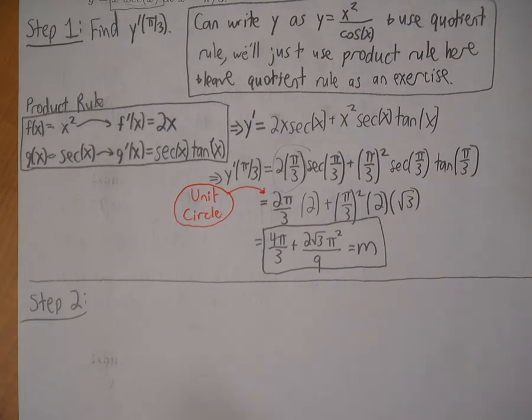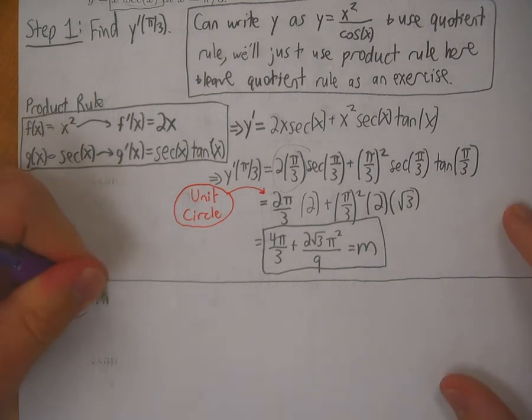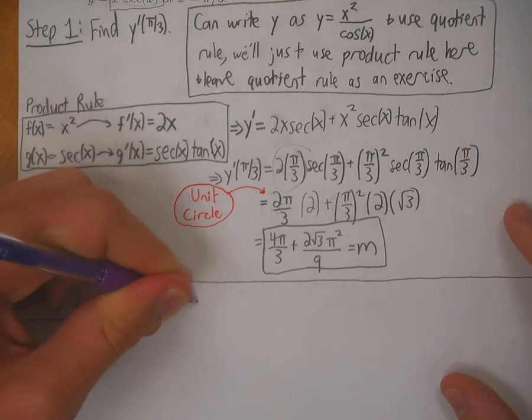So now that we have the slope, what would step 2 be? Does anyone remember what step 2 is going to be? Again, pi over 3 in the original equation. Yep, because that'll give us the point on the tangent line. So find point on tangent line.